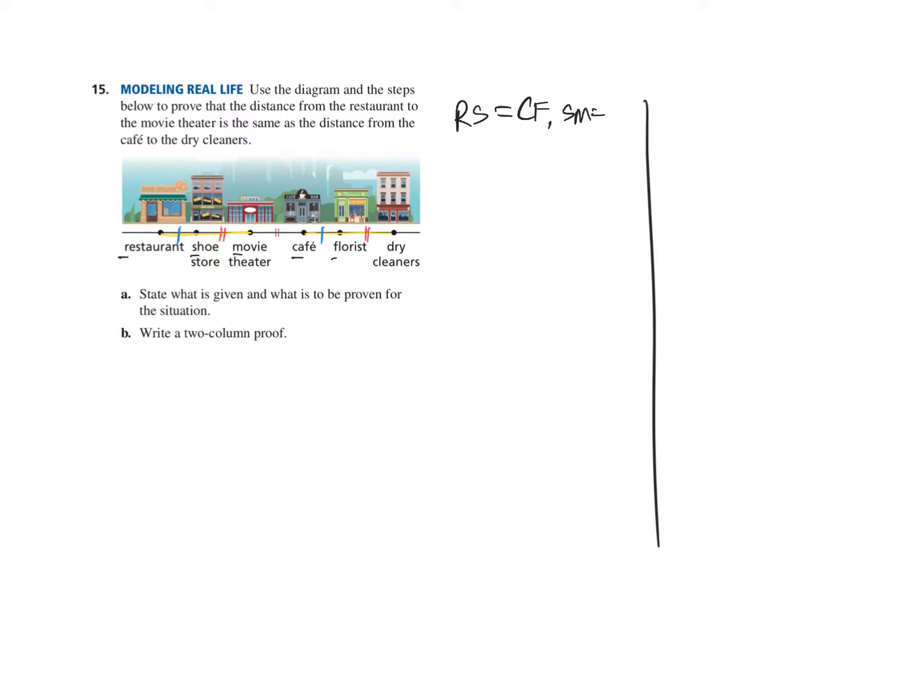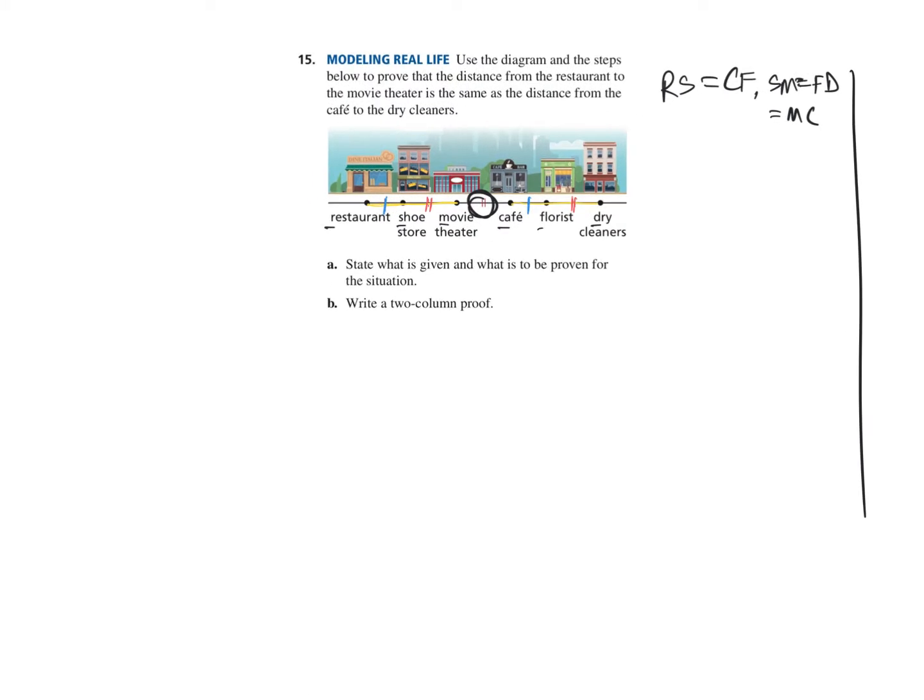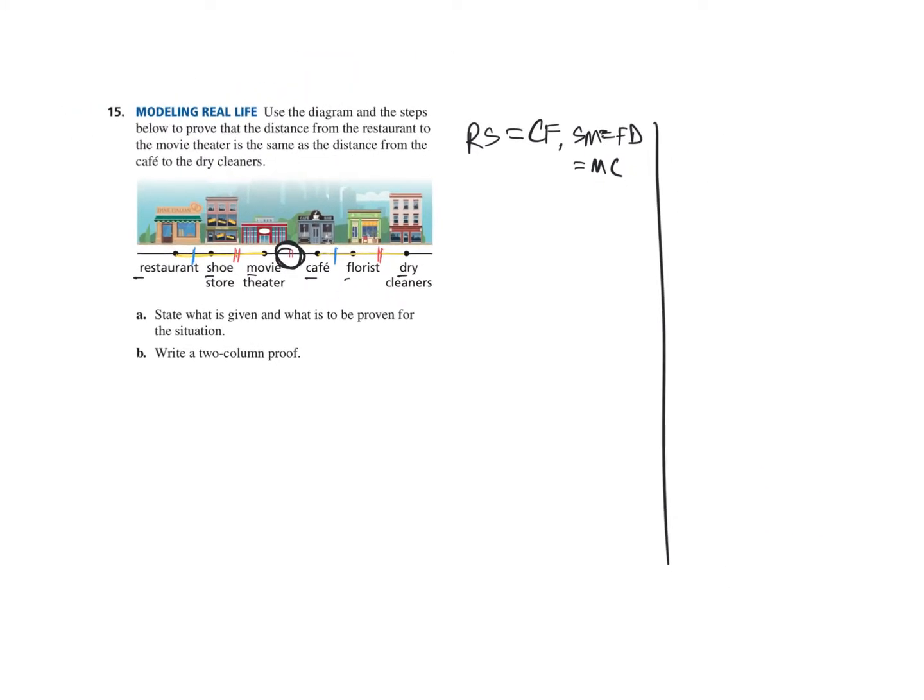That's equal to the florist to the dry cleaners, FD. And those two things are also equal to this middle one here. That's a double hash mark, so MC there. All right, so that's a given. Those are all your givens there.